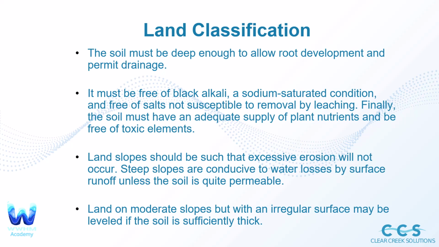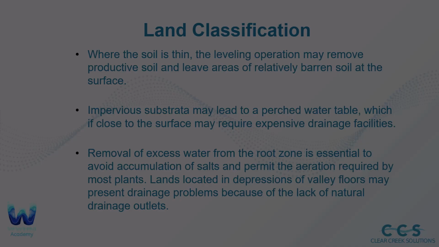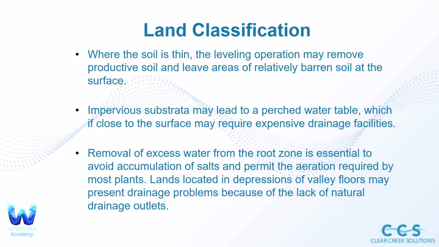Steep slopes are conducive to water losses by surface runoff unless the soil is quite permeable. Land on moderate slopes with an irregular surface may be leveled if the soil is sufficiently thick. Where the soil is thin, the leveling operation may remove productive soil and leave areas of relatively barren soil at the surface. Impervious substrata may lead to a perched water table, which, if close to the surface, may require expensive drainage facilities. Removal of excess water from the root zone is essential to avoid accumulation of salts and permit the aeration required by most plants.